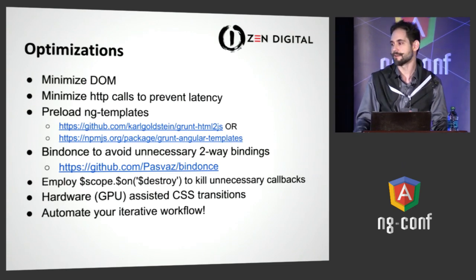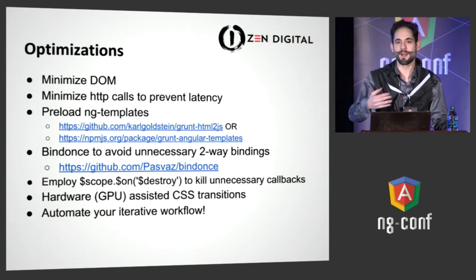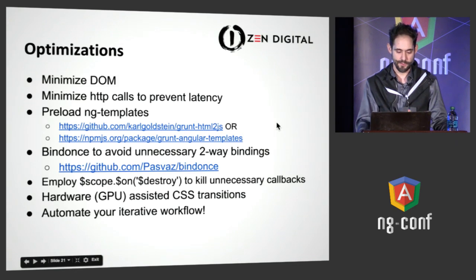So bind once basically allows you to say, I want to bring this variable into the UI, but I don't need it to have two-way binding. It's never going to change. And so that prevents it needing to be checked every single time.